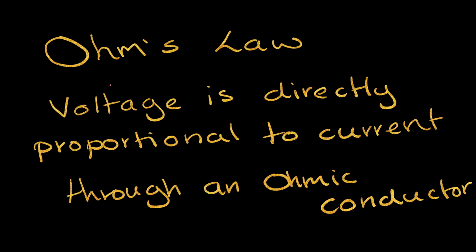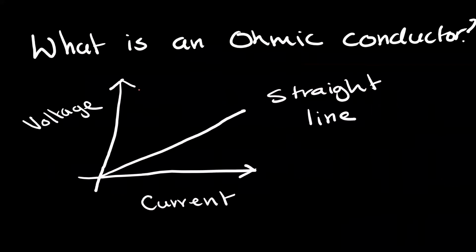So the straightforward way is that voltage is directly proportional to current through an ohmic conductor. That's what you'll see written in books, just a straightforward statement like that. But you probably think, well, what is an ohmic conductor? That's a fair point.